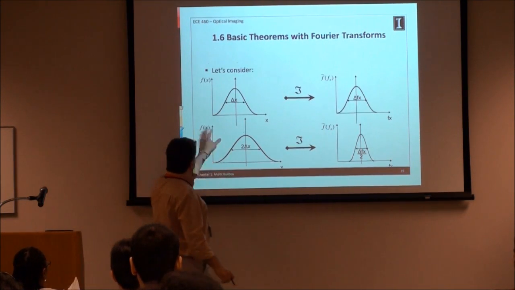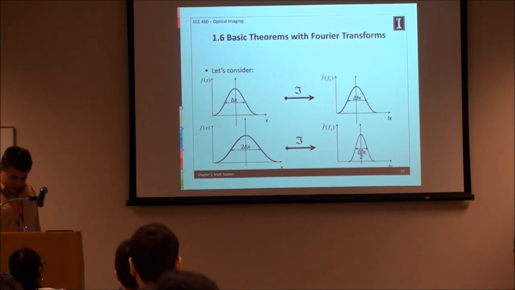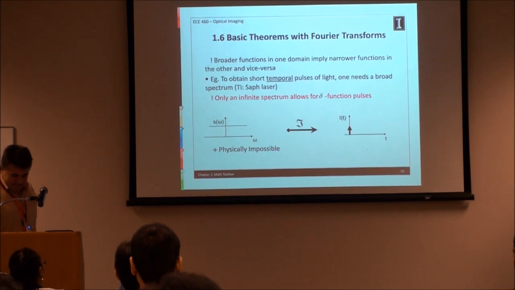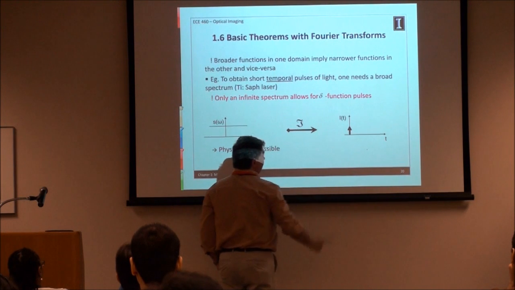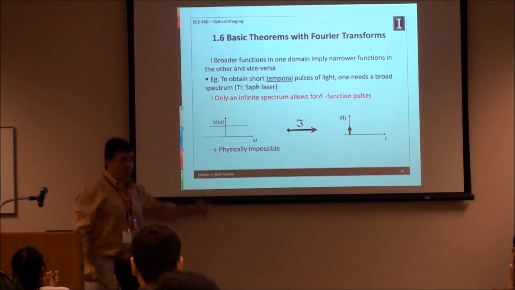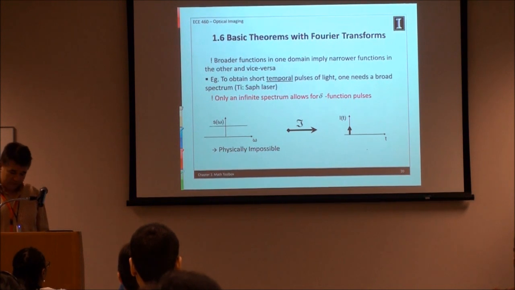Okay, so here's summarizing what we just said. I'm trying to make this fat in one domain, it gets skinny in the other domain. And the impossibility of getting an infinitely short pulse is also because it will require an infinite spectrum, which we don't know how to make.